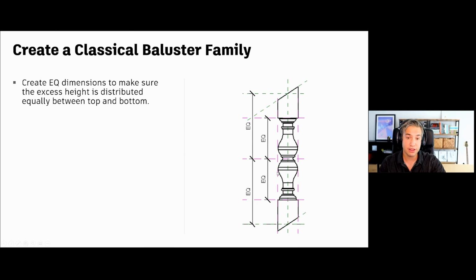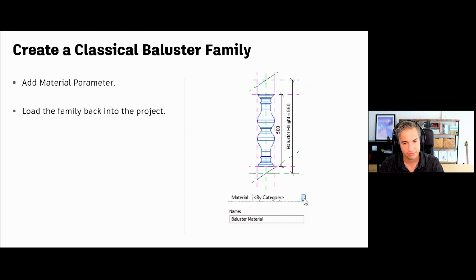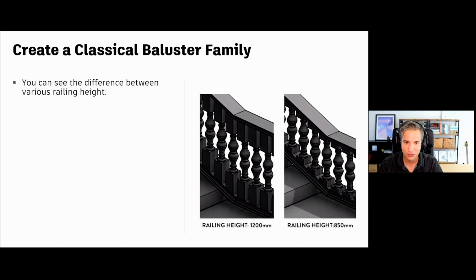And the next thing you need to do, go to an elevation view and add EQ dimensions like this. The reason we do this is that the excess height will be redistributed equally on the top and bottom of the baluster family. And finally, make sure to add a baluster material and assign it to the family, so you can switch the material once it is loaded inside the project. Then you're ready to bring it back to your project.